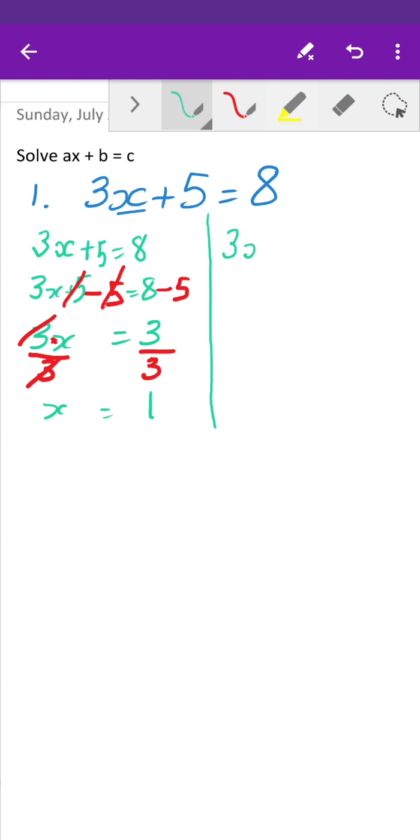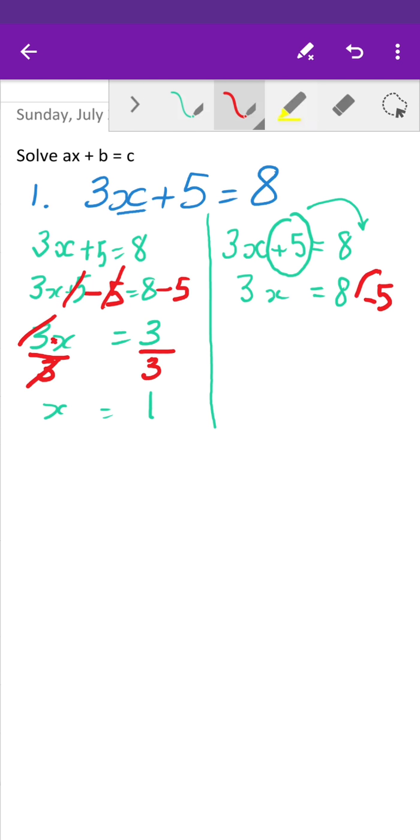The method where you transpose is where you take values across to the other side of the equals. So I'm going to take this plus 5 over to this side of the equation, and it becomes the opposite of plus 5, which is a minus 5. So we've got 3x equals 8 minus 5, and the plus 5 is now over here as a minus 5. That makes 3x equals 3.